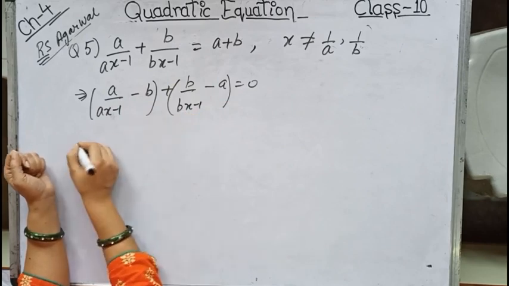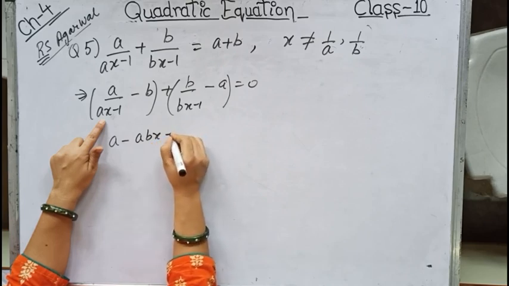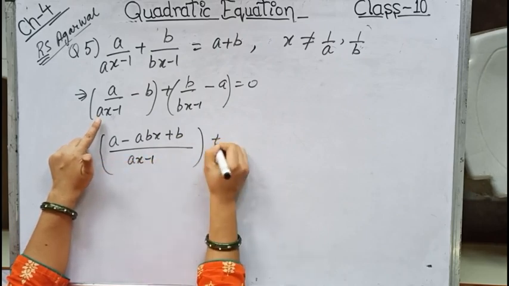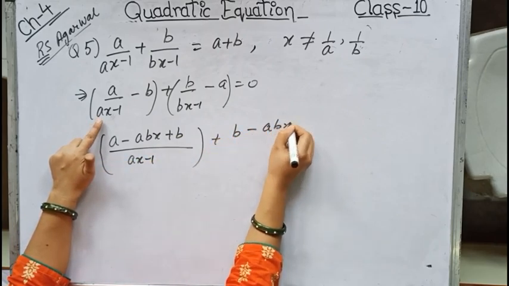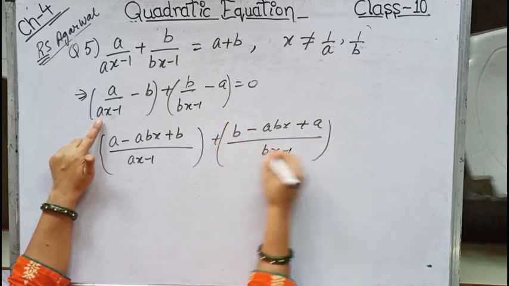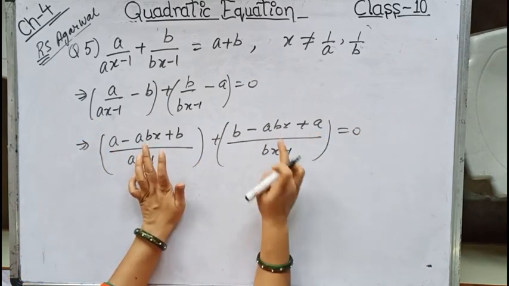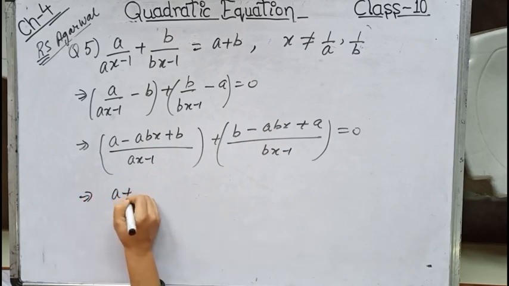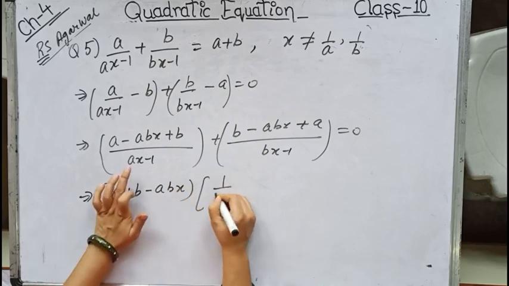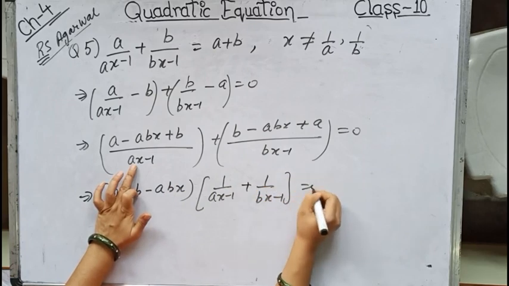Similarly, let us solve these brackets. So this implies (a minus abx plus b) divided by (ax minus 1) plus (b minus abx plus a) divided by (bx minus 1) equals 0. Now you can see the numerator a plus b minus abx and a plus b minus abx. So this implies (a plus b minus abx) times the bracket 1 by (ax minus 1) plus 1 by (bx minus 1). I think now you got it.